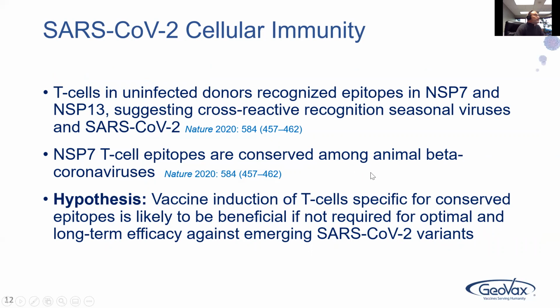Specifically, they're in non-structural proteins. So, for example, the non-structural protein 7 has multiple T cell epitopes that are highly conserved amongst all or most animal beta coronaviruses. So the hypothesis here is that vaccine induction of T cells specific to conserved epitopes is likely to be highly beneficial and potentially even required for optimal and long-term efficacy as SARS-CoV-2 variants continue to emerge.